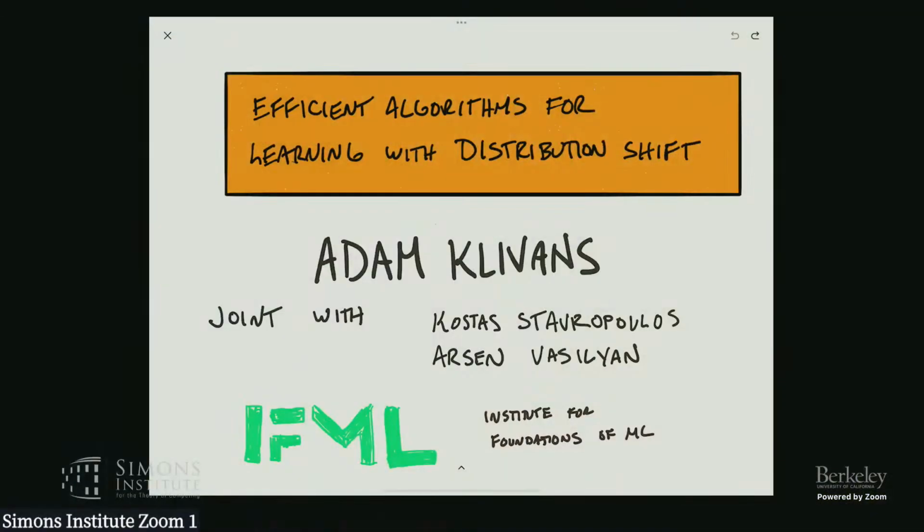The original title of this talk, slightly different than what you read on the whiteboard out there, is Efficient Algorithms for Learning with Distribution Shift. This is joint work with Kostas Stavropoulos, who is my student at UT Austin, and Arsen Vasilian, who's going to be my postdoc next semester. They're amazing and doing amazing work, so I'm privileged to work with them.